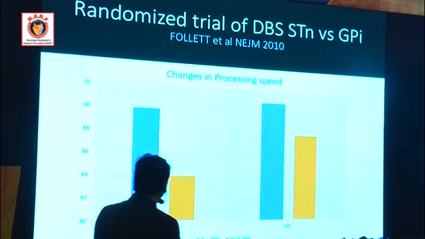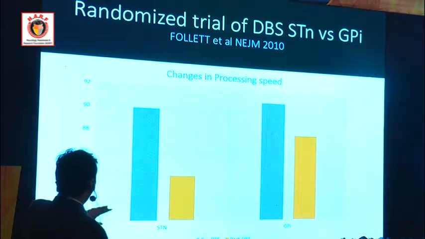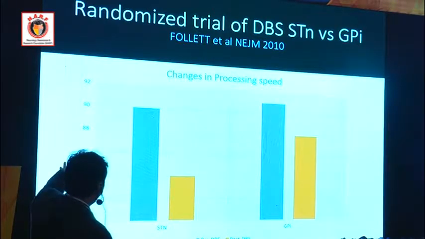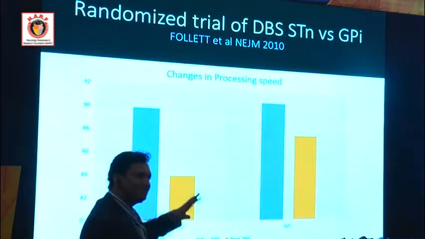So here's the comparison in that study by Follett between STN and GPI. If you look at the verbal fluency and processing speed, they had a baseline score of around 90 for both groups, and there was a drop in STN to 84 and a relatively smaller drop in GPI to 88, and this difference was statistically significant.